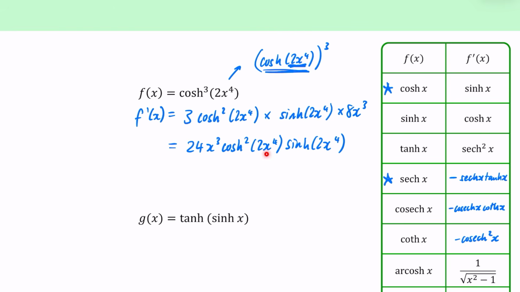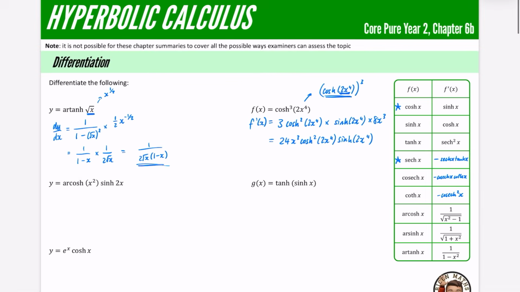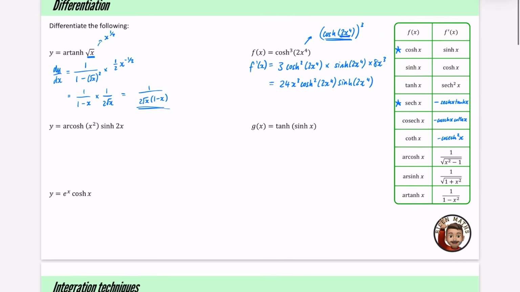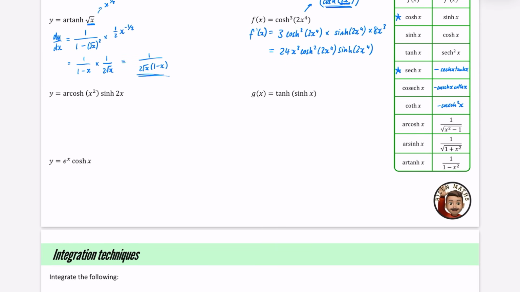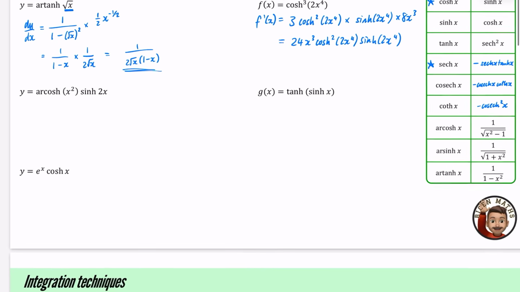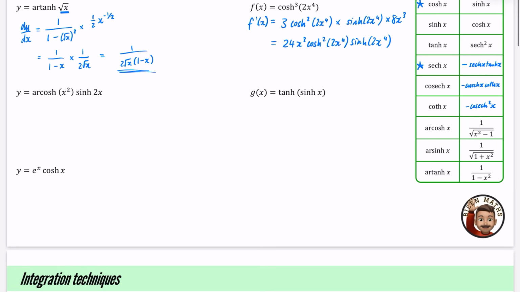I don't really see them asking a question like this. Again, I said this is more of a skills summary rather than something that we would see in an exam question. Okay, here we've got something with a product rule, and there's also going to be a bit of a chain rule because of the x squared and the 2x here. So I'm going to keep this to the side so I can see the formula booklet. I'm going to start off by differentiating the arcosh of x squared.